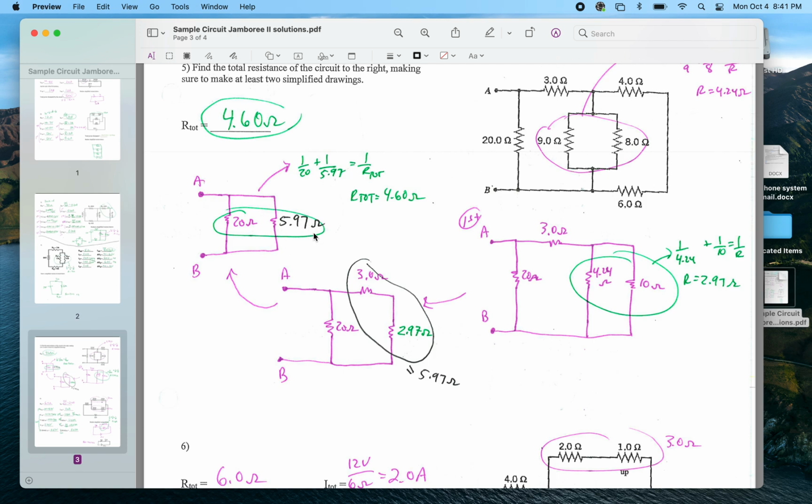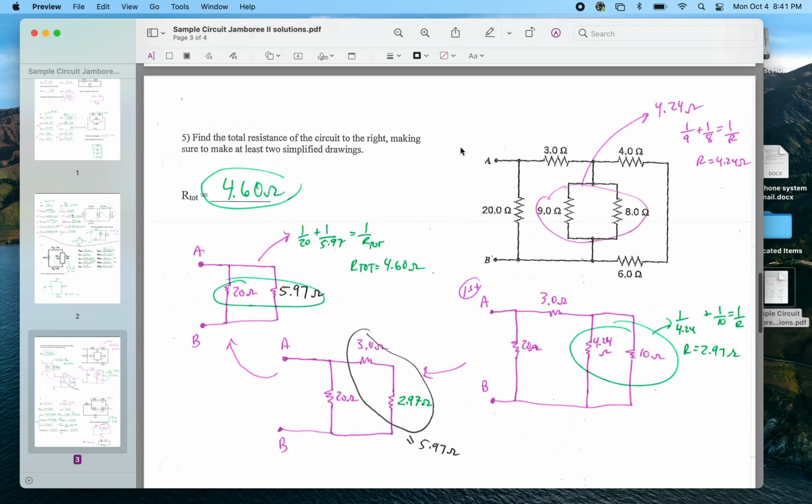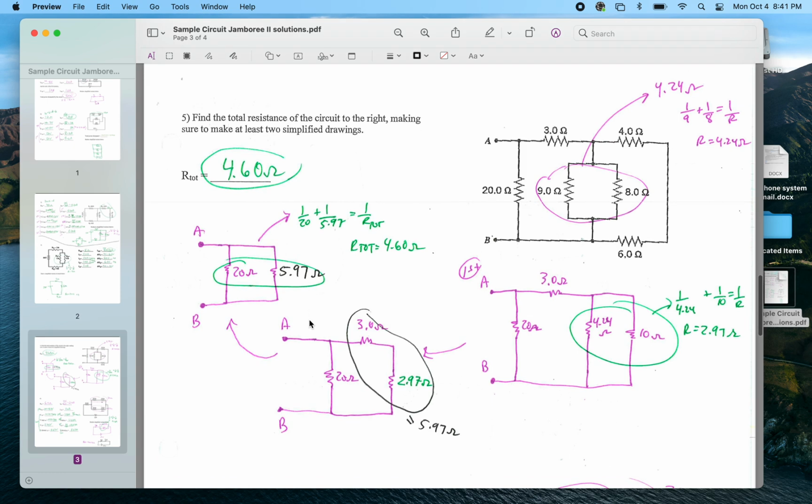So 1 over 20 plus 1 over 5.97 equals 1 over the total resistance. That comes out to 4.60 ohms. So to refresh, I started here, simplified this, then simplified these, redrew again and simplified those, and now I've got a simple parallel circuit with two resistors in parallel.